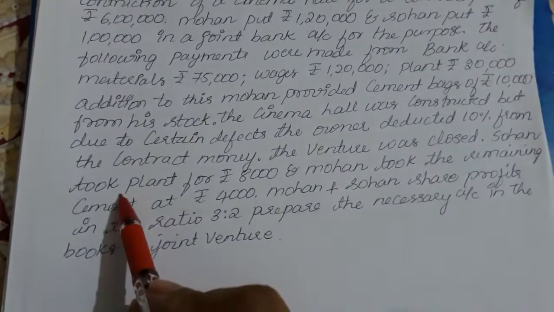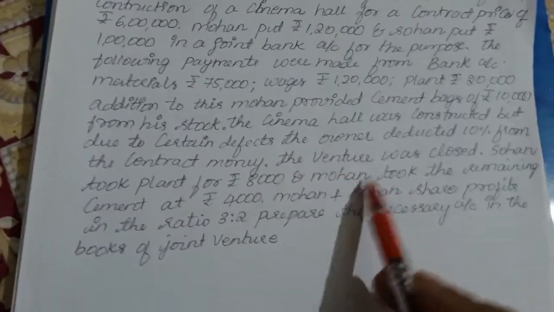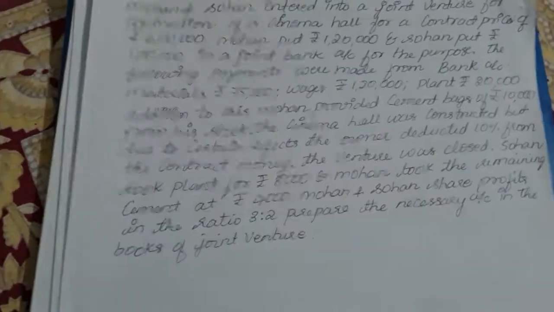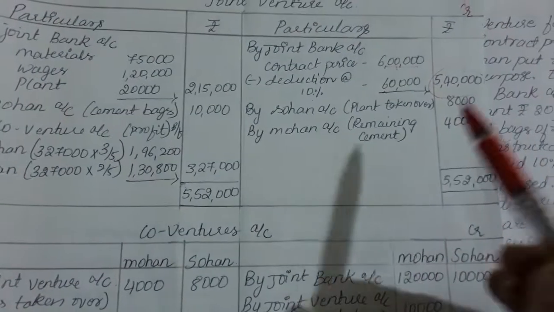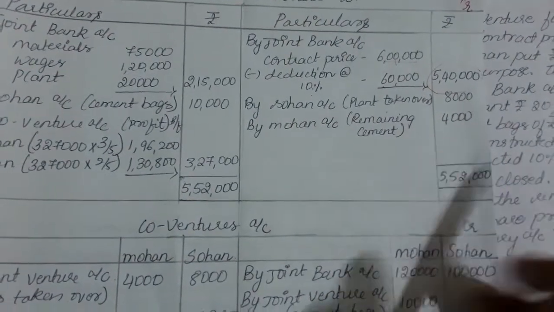So here Sohan has taken the plant for 8,000 and Mohan has taken the cement for 4,000 rupees. So we need to record here. By Sohan account, plant taken over 8,000. By Mohan account, cement taken over 4,000 rupees.